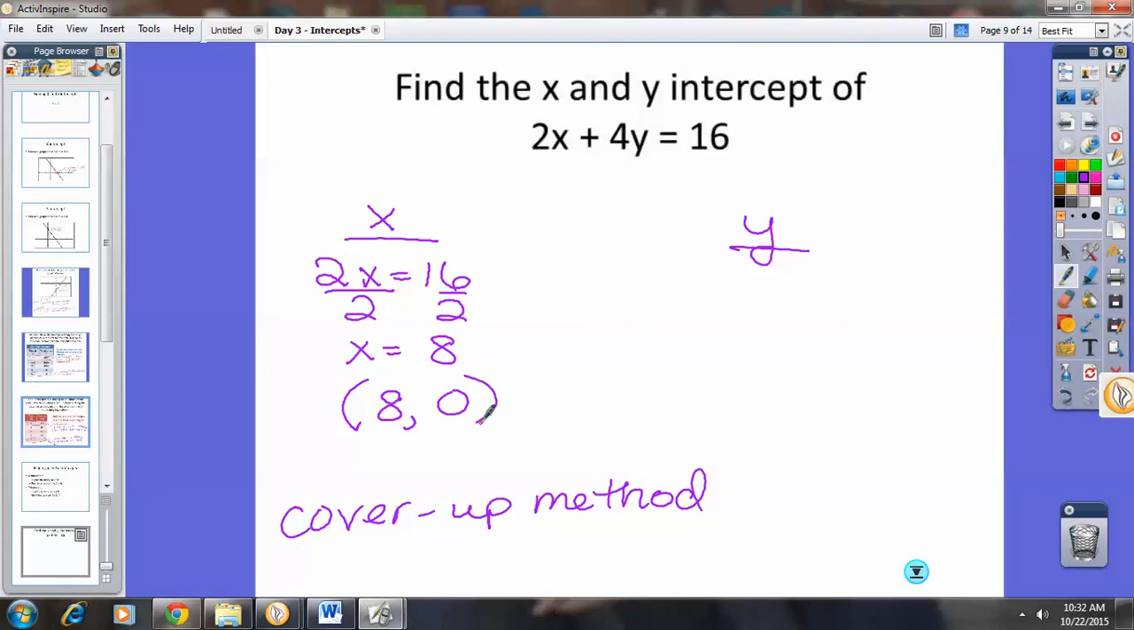To find the y-intercept, I'm going to know where my graph is crossing the y-axis. I don't want x, so I'm going to cover up x. Take your finger and cover up x. Can you solve the equation that is left? 4y equals 16. Divide both sides by 4, so y is 4. And again, an intercept is an ordered pair. It's a point on our graph, so we want this as an ordered pair.